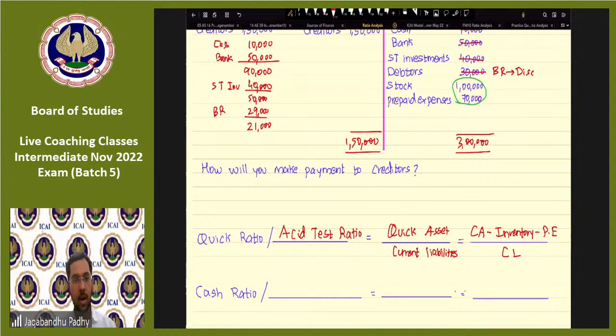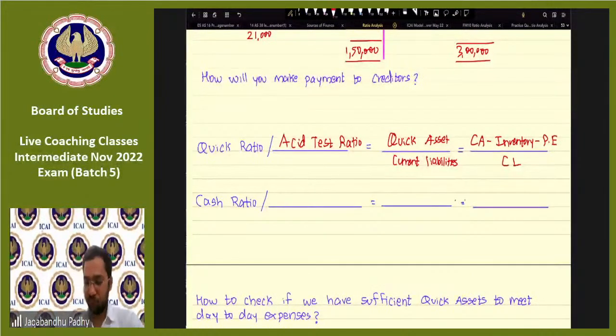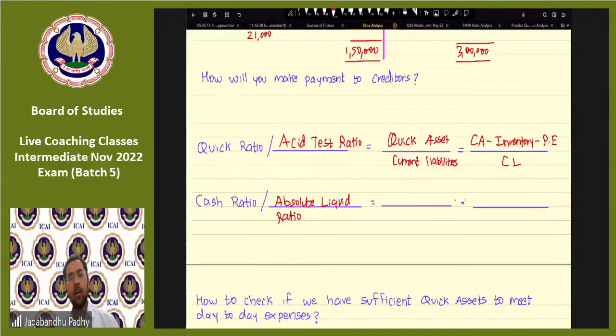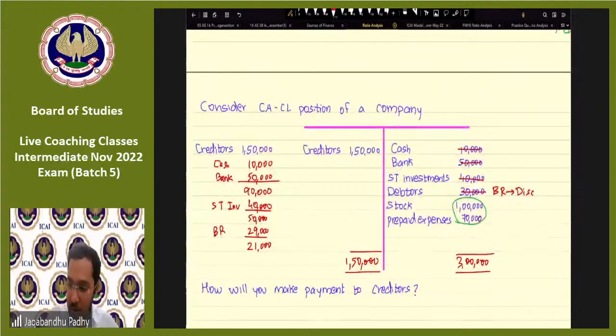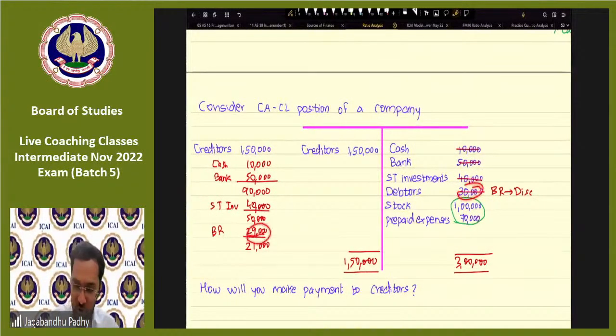This is one ratio. Another ratio is the cash ratio, the next ratio, which we also call the absolute liquid ratio. There we consider only the most liquid funds which we can give to our creditors without losing the value. Because understand, when we realize the debtors, we actually lose value in them because I need to discount it with the bank. The bank charges me finance charges for that.